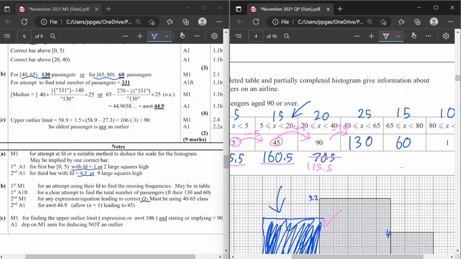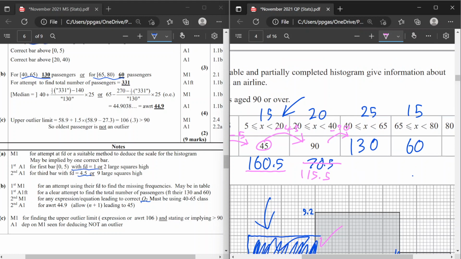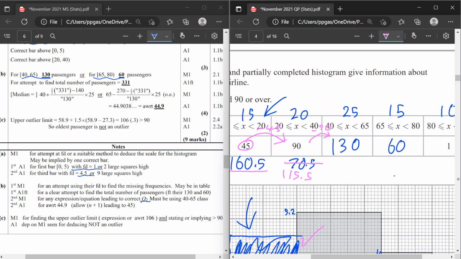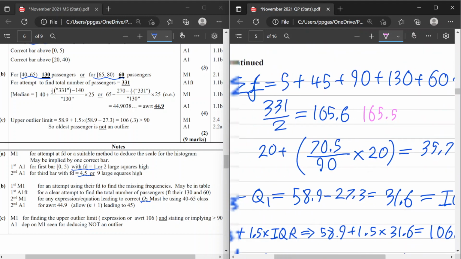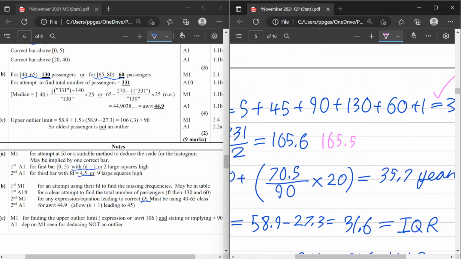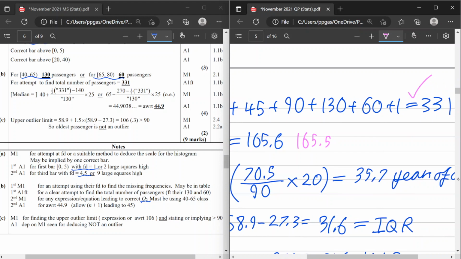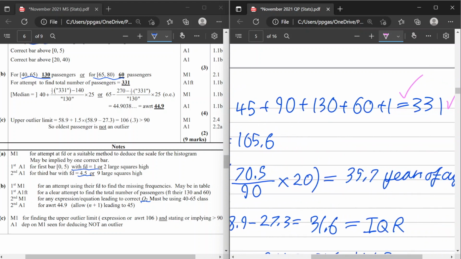So yeah, if you look here, you can see that if you were to take away 130 from 115.5, then you will get a negative value, which isn't possible. So this means that the passenger must lie in the 40 to 65 group. So that means your calculation is going to be something like, this is how I do it, then this is how I tried to do it earlier if I didn't get it wrong.